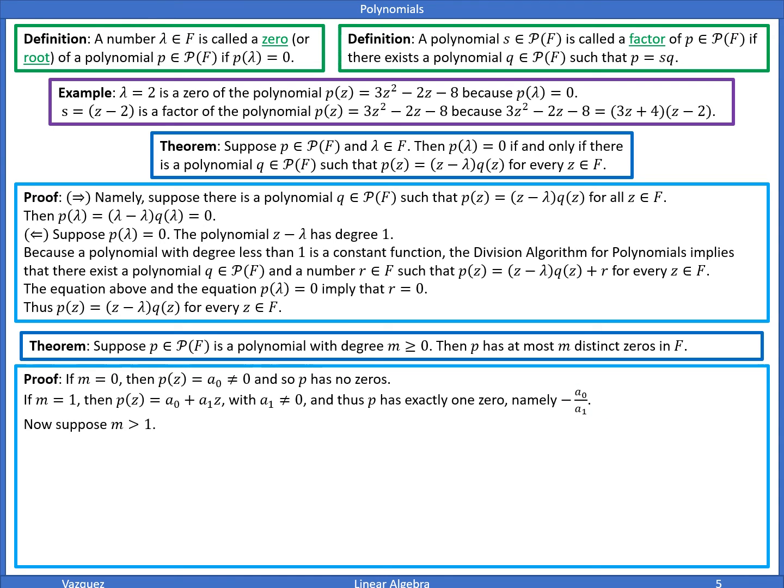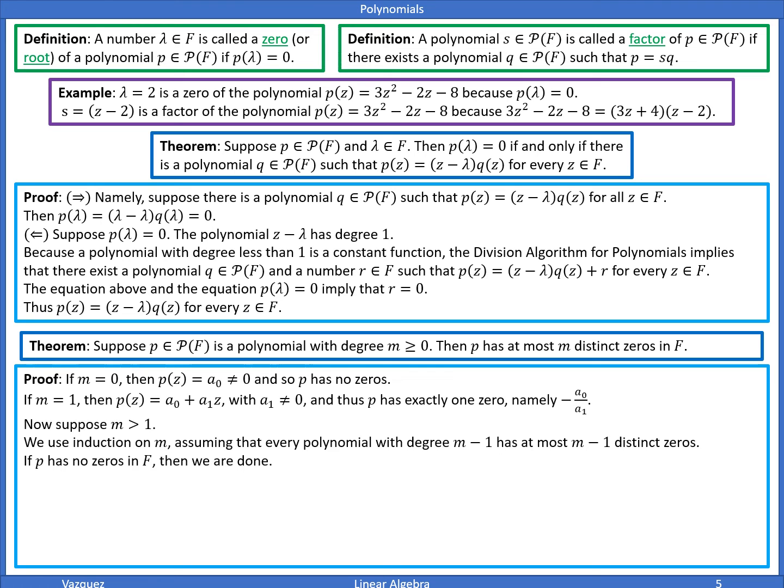Now we can do our inductive step. Suppose m is greater than 1. We use induction on m, assuming that every polynomial with degree m minus 1 has at most m minus 1 distinct zeros. Well, if p has no zeros in F, then we're done, right? Because it's less than m minus 1, so we're done. It has at most m minus 1.